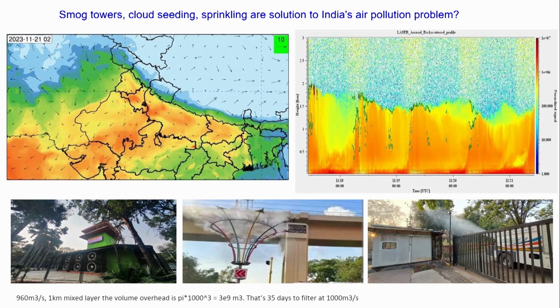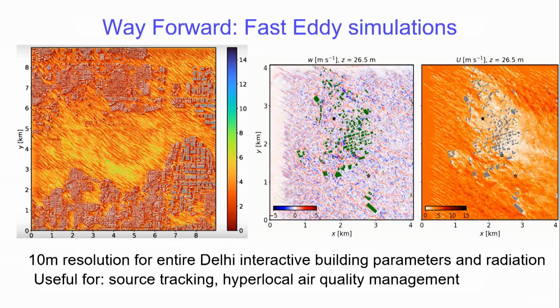For example, this smoke gun says it will clear around 1,000 cubic meters of air per second, but if you calculate how many days it will take to clear the air up to 1 kilometer of height, it will take 35 days to clean only 1 cubic kilometer. So those solutions are not effective, and for that we have initiated a new modeling technique using fast adjoint simulation. Hopefully in the next conference I will be able to show the results. Thank you so much.